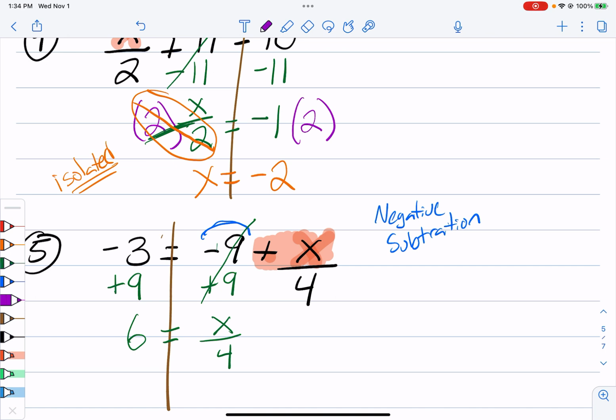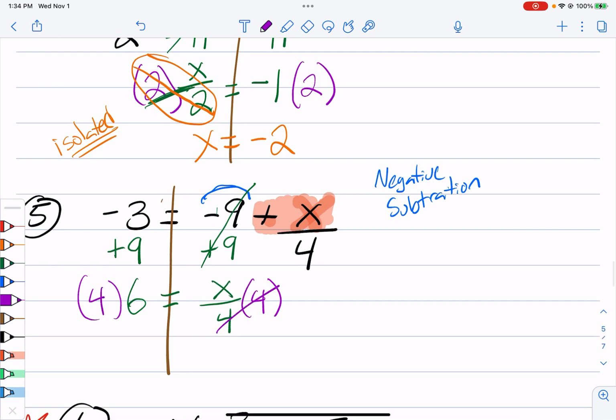So this now is x being divided by 4. I'm going to multiply both sides by 4. Use those parentheses on both sides. 4 cancels. And we have 4 times 6, which is 24.